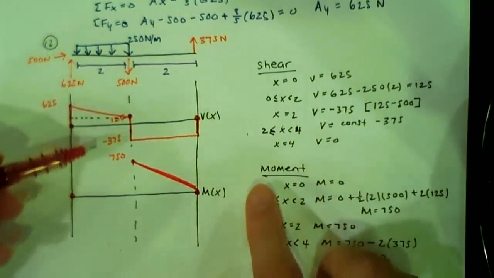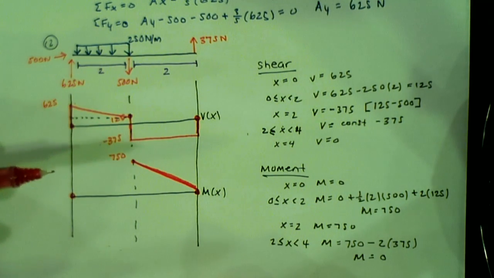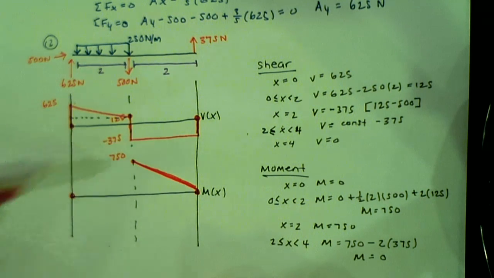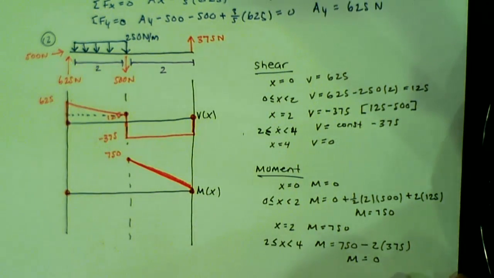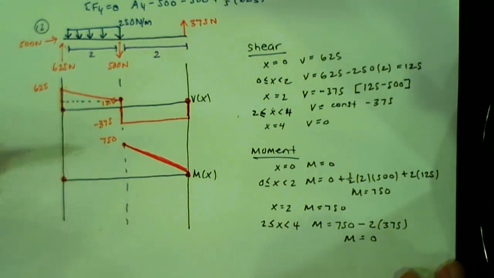Okay, so 375 is the height of this rectangle, right? So I know that at this point here, it's negative 375. So it's 375 times 2 to get the area of that. That's all. So it's the area under the shear curve. So now to find the shape of this part.